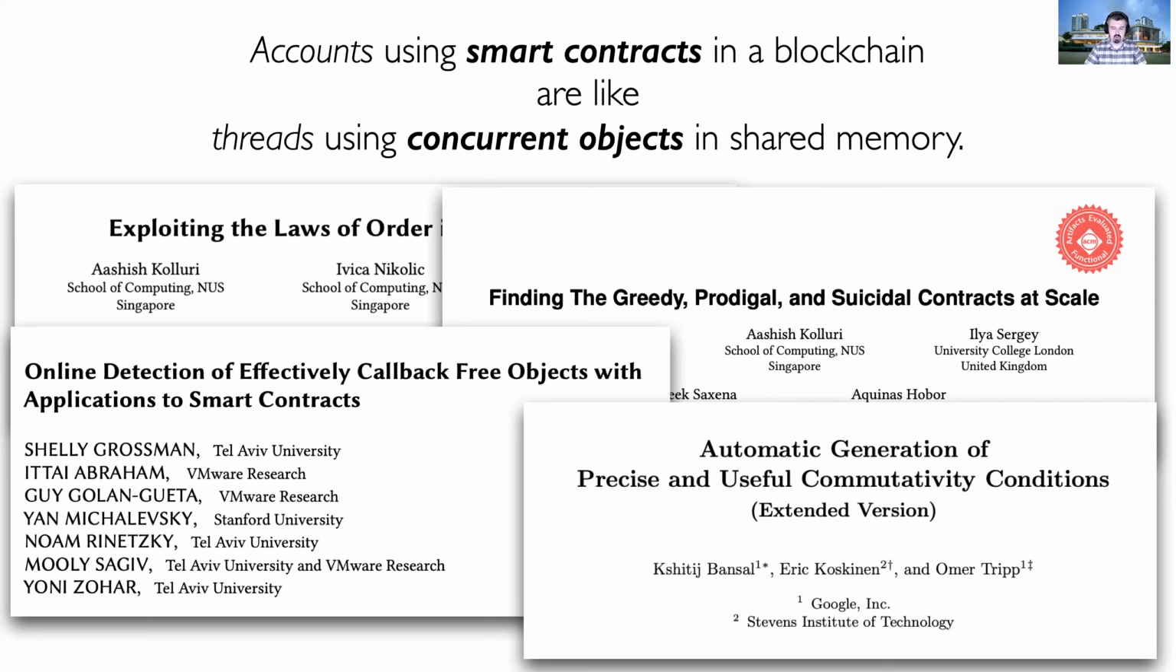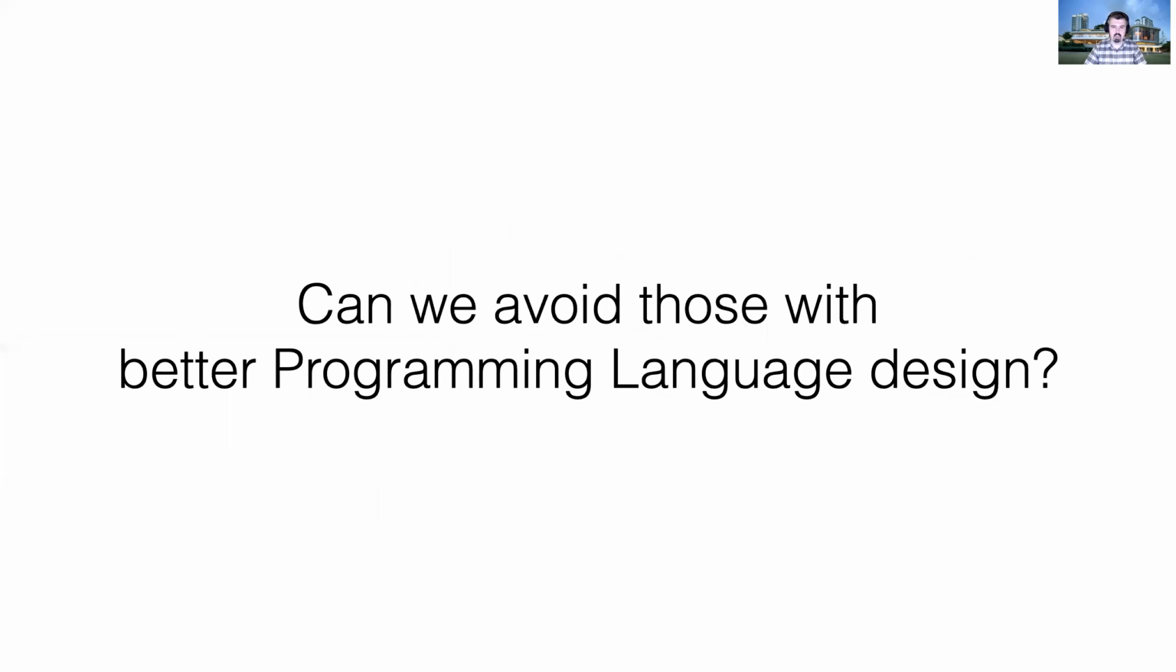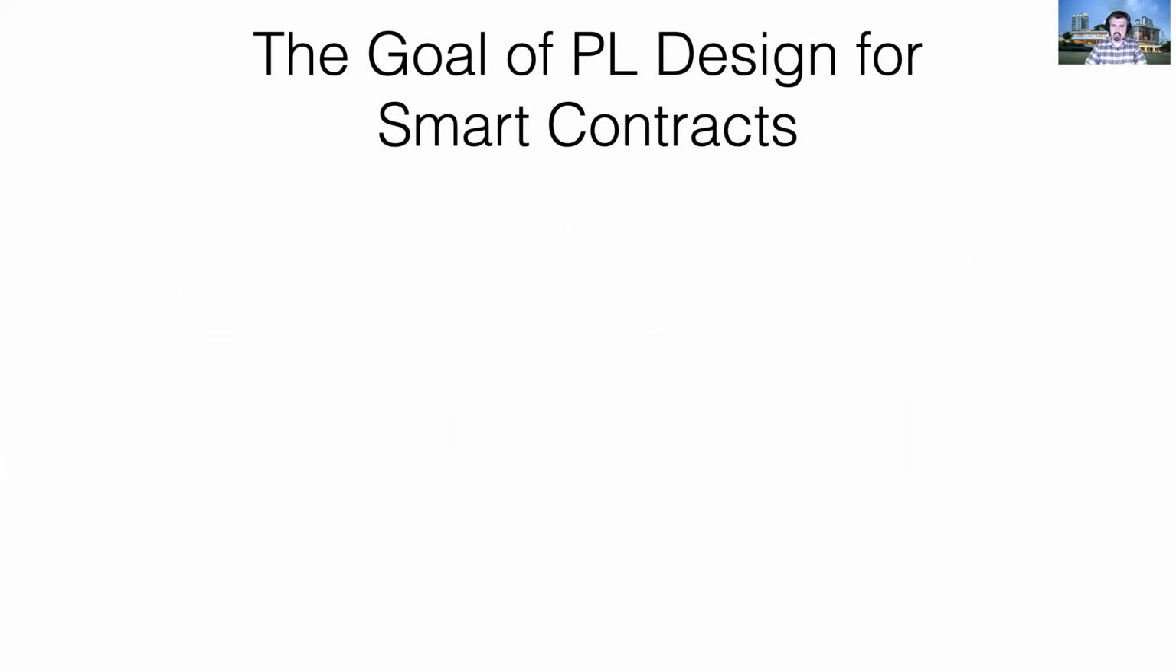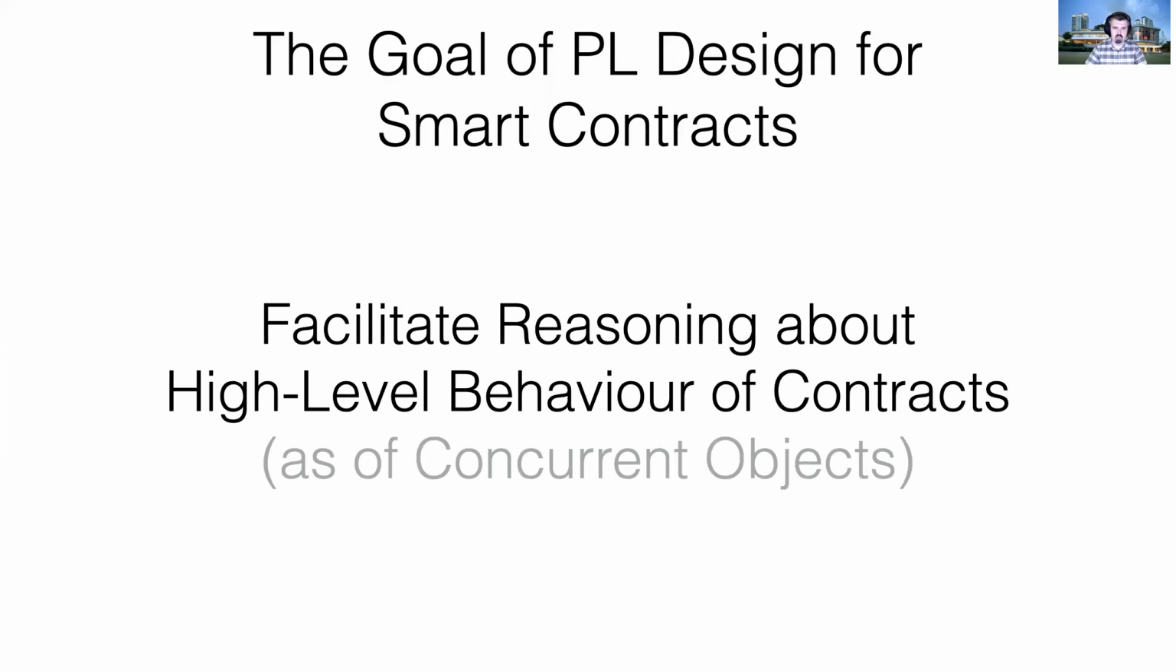But that's just about finding exploits. Can we actually do better? Can we avoid those nasty behaviors using better programming language design? Something that would not allow us to shoot ourselves in the foot in the multiple possible ways. And this is actually a goal of modern programming language design, in particular for application to smart contracts.